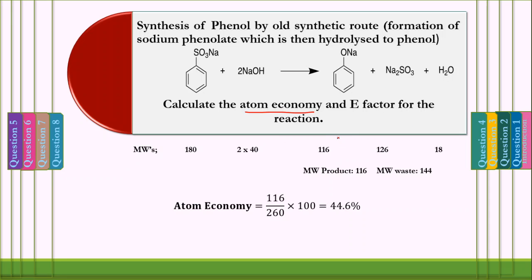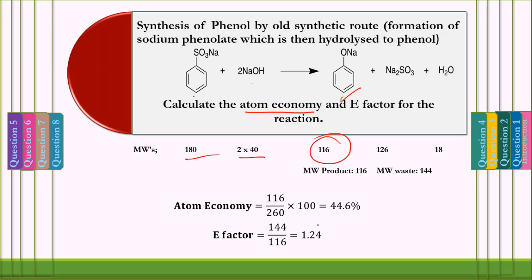Atom economy, if you remember, was the ratio of amount of desired product formed by all reactants. So total mass of desired product by total mass of reactant. Now what is the desired product in this reaction? Obviously your product, right? And what is the molecular weight? 116. So you'll write 116 here. Divide by 260 because you have to add them together. This and this are the reactants and multiply by 100. So atom economy is very simple here, 44%.